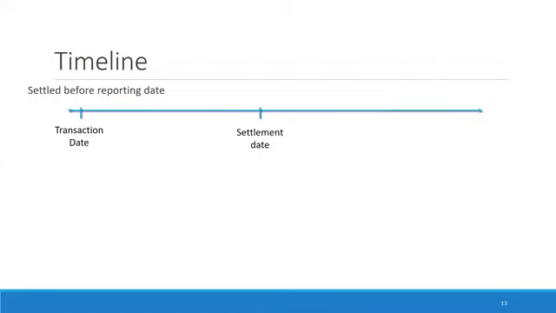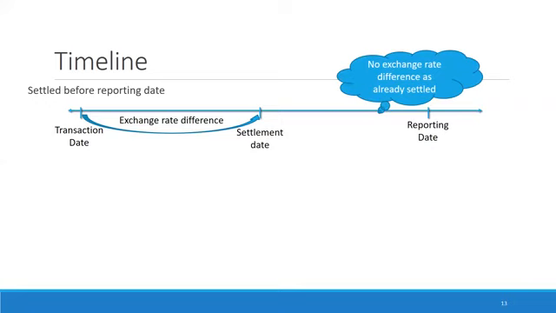An example of a timeline, where it is settled before the reporting date, we would only basically be recording the exchange rate difference between the transaction date and the settlement date. If the reporting date is sometime after the settlement date, there's not going to be any exchange difference because we've already settled that monetary item or that foreign creditor.